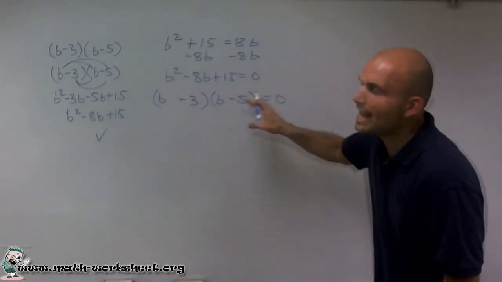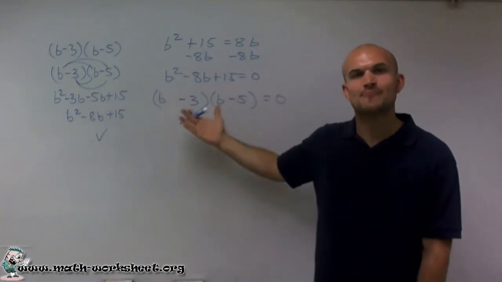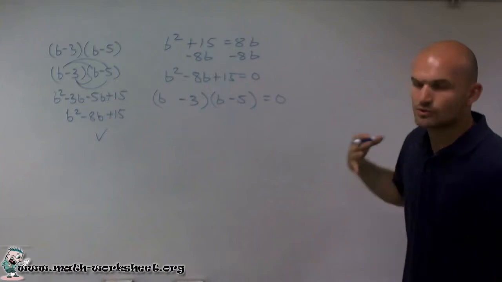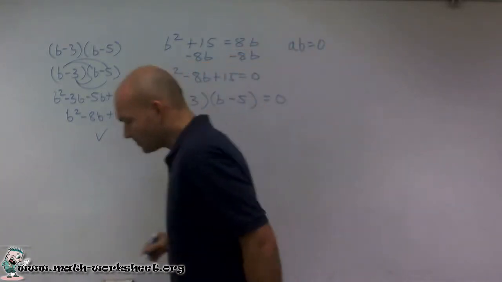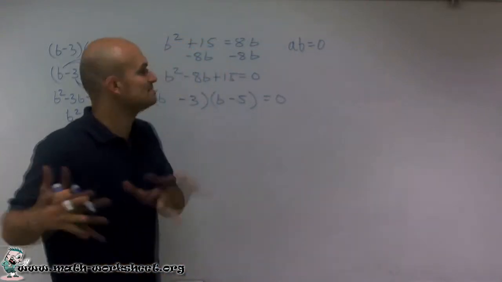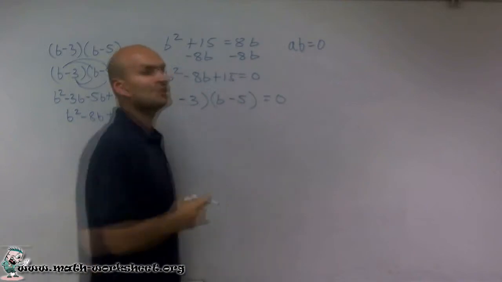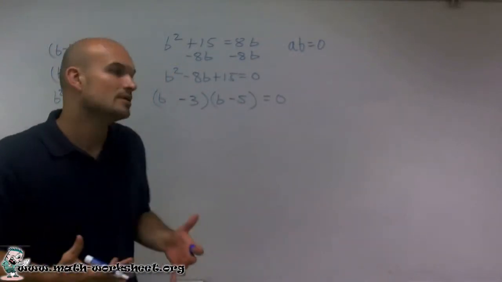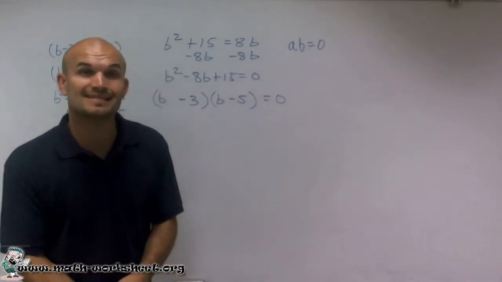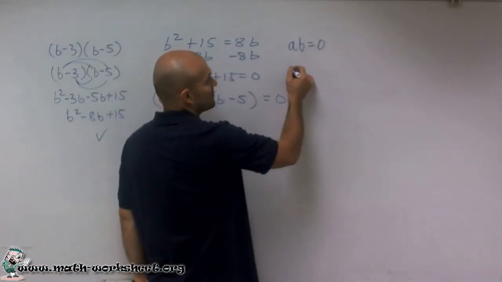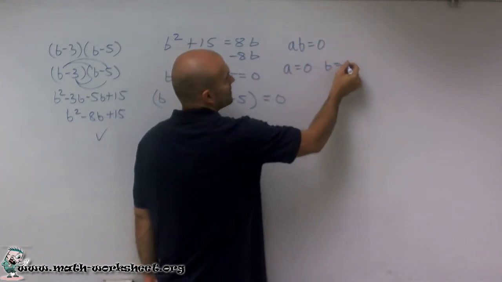All right, so now the next thing we need to understand is, at this point, I still need to get my b's by myself. I have two b's over here. So what I need to understand is what we call the zero product property. What the zero product property states is a times b equals 0. And this is so important for us to use because whenever you multiply two numbers and you get 0, that means one of those numbers has to equal 0. Meaning I can separate this a times b equals 0 to mean a equals 0 or b equals 0.